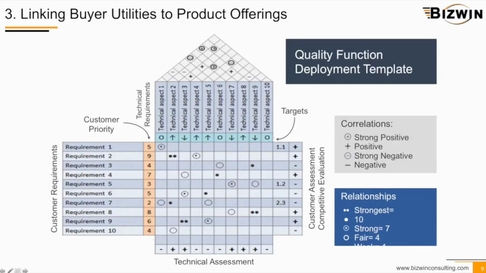Then let's move to step number 3, which is linking buyer utilities to product offerings. In step 1, we identified the opportunity or the problem we want to solve. In step 2, we identified whom we are solving the problem for. And here we are delving a little deeper and linking the buyer utilities with the product offerings. What we mean by that is that if we are packing features A, B, C, D, or functionalities or service or solution aspects A, B, C, D into our offering, how is it linked to the customer's benefits?